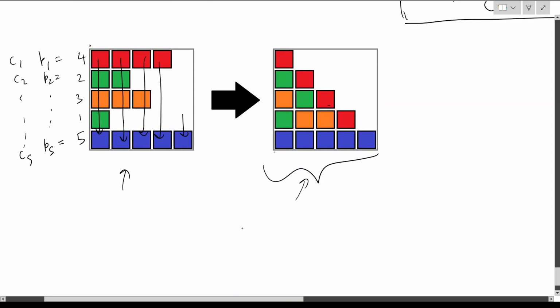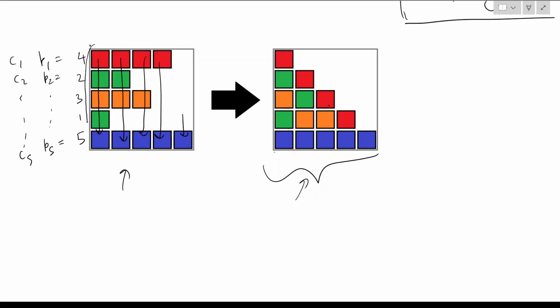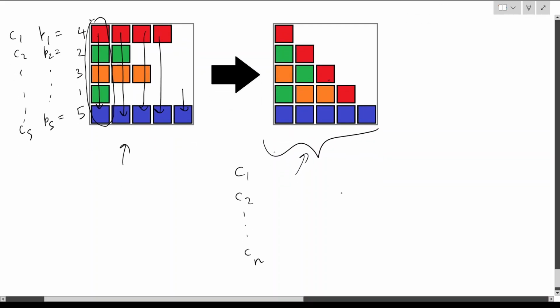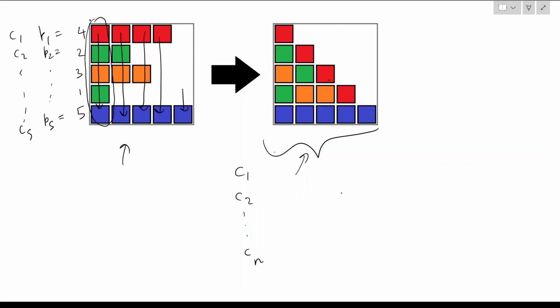Let's think about this maybe one level at a time. Can anyone tell me something very stupid about the first level? The color sequence over here is simply C1, C2, all the way till Cn. And if you notice, it actually stays fixed. It cannot possibly move because, well, all of them are already occupying all the space.